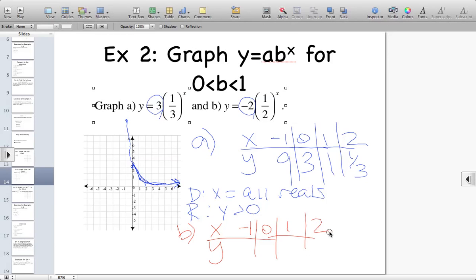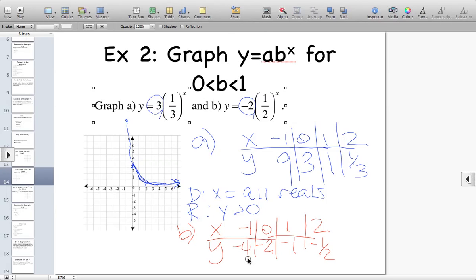1/2 to the 0 is 1. -2 times 1 is -2. 1/2 to the 1 is 1/2 times -2 would be -1. 1/2 squared is 1/4 times -2 would be -1/2. And then 1/2 to the -1 would be +2, because you're going to flip them. -2 times +2 is -4.